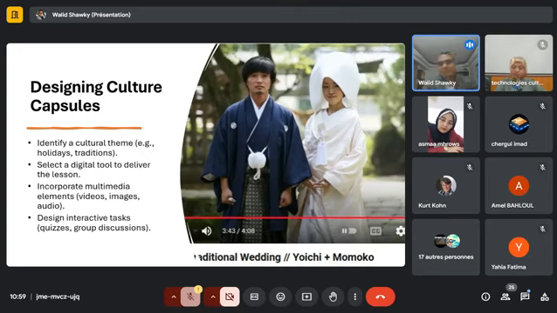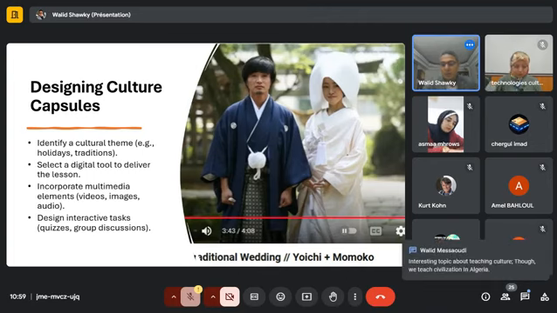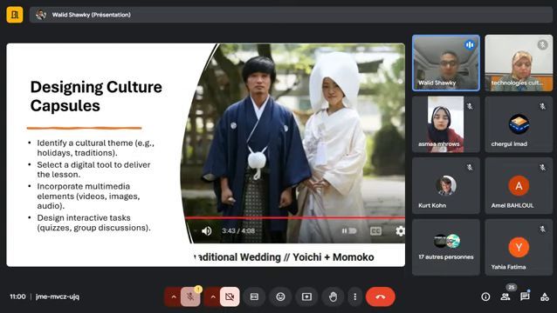Then teachers need to design the interactive tasks, whether they are quizzes, group discussions, questions, or getting students to give a presentation about the topic. So teachers need to select it and then create the activities that would go around it, as we mentioned, pre, while, and post.